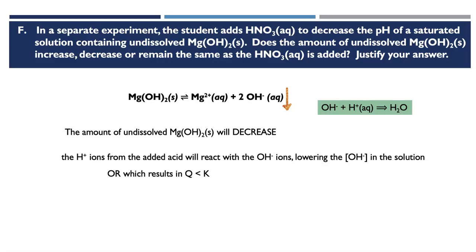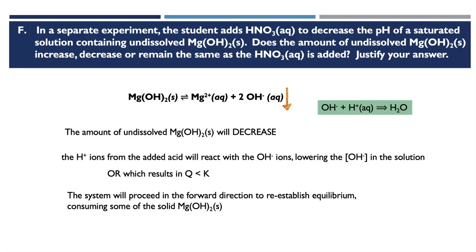Could also talk about this resulting in Q now being less than K, and therefore the system will proceed in the forward direction, and that's going to consume some of the solid magnesium hydroxide. But I do want to point out, notice how I led with the amount of the undissolved magnesium hydroxide will decrease. I answered the question. It asked, will it increase, decrease, or remain the same? You kind of want to lead with that, or at least put it at the top of your answer, even if you didn't write it first.